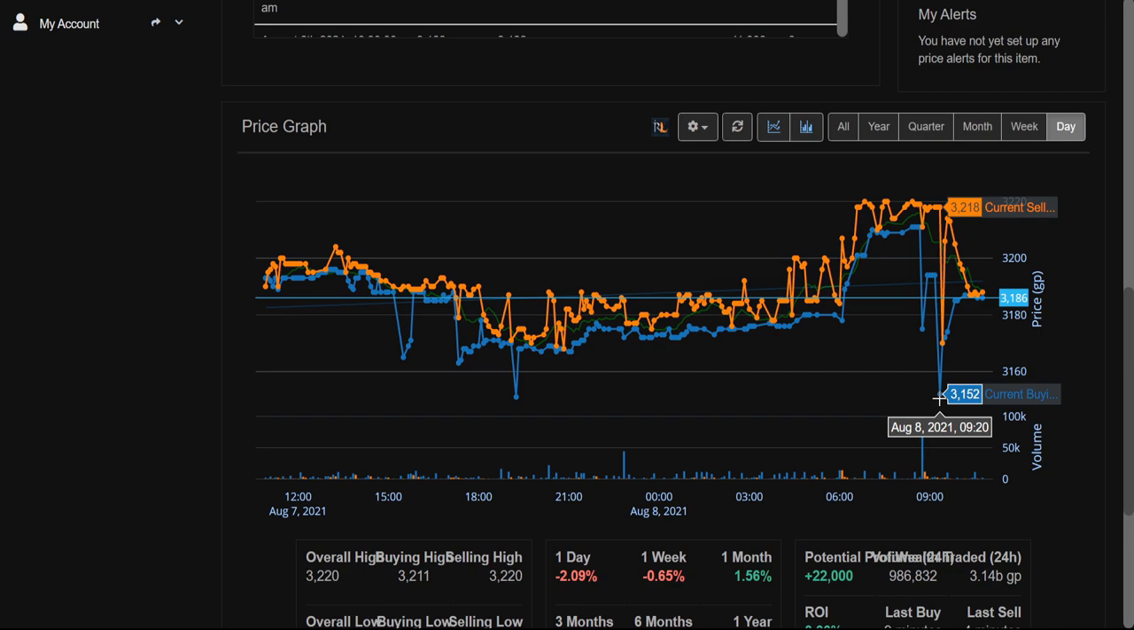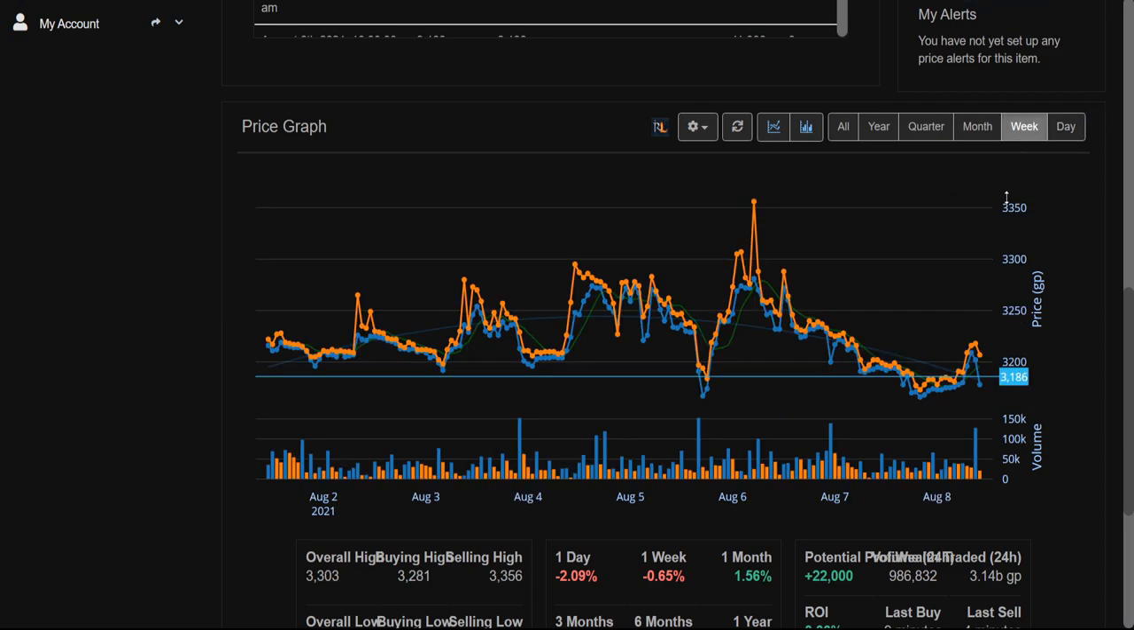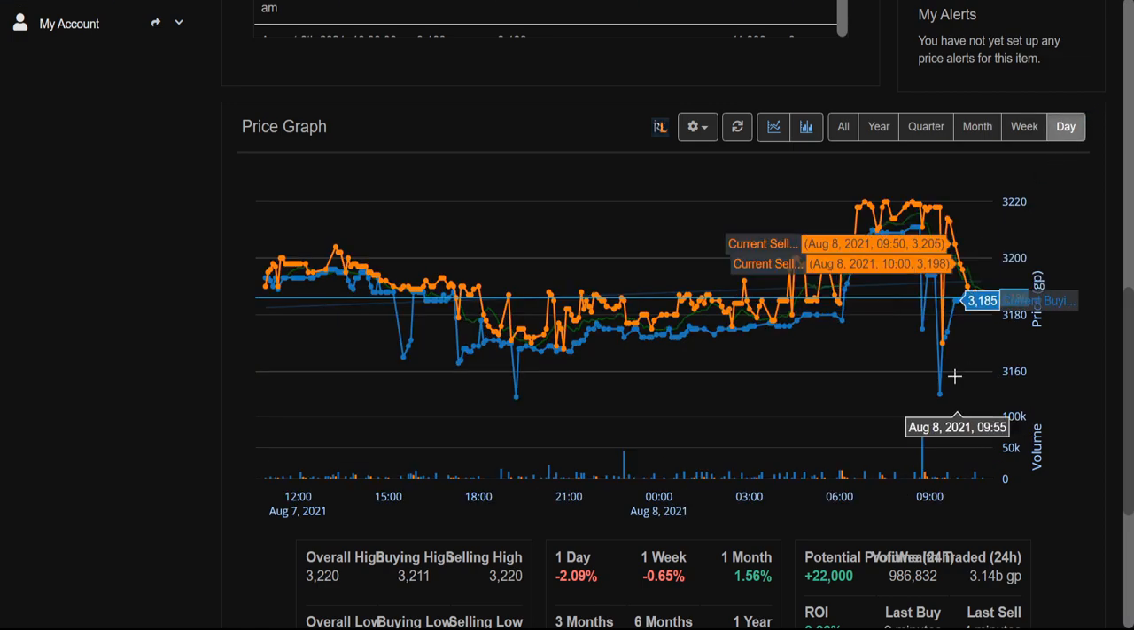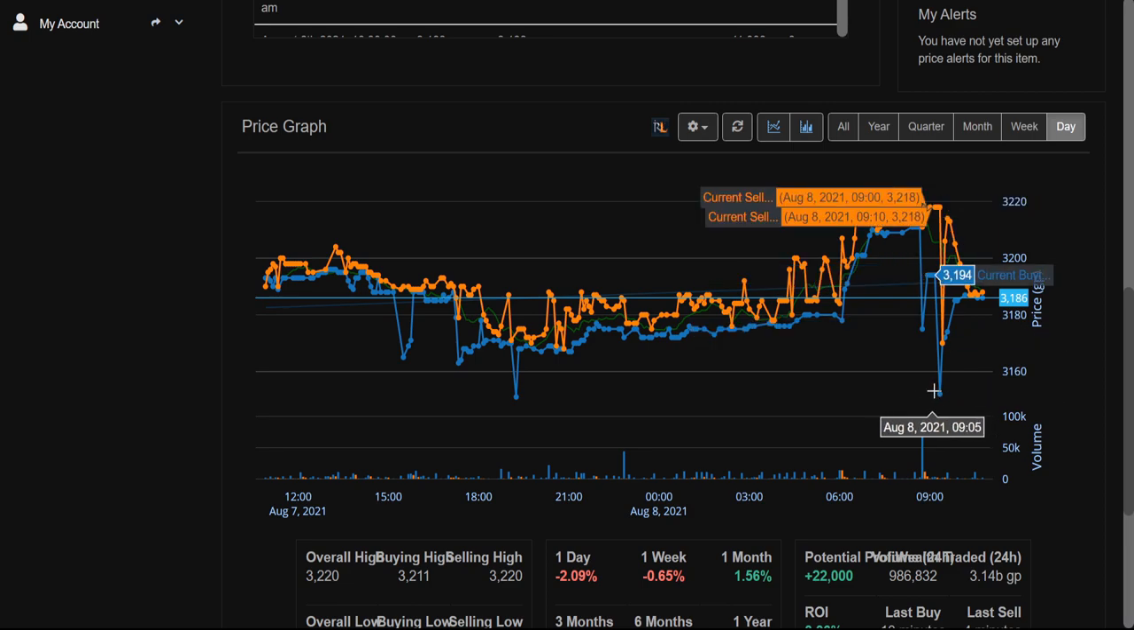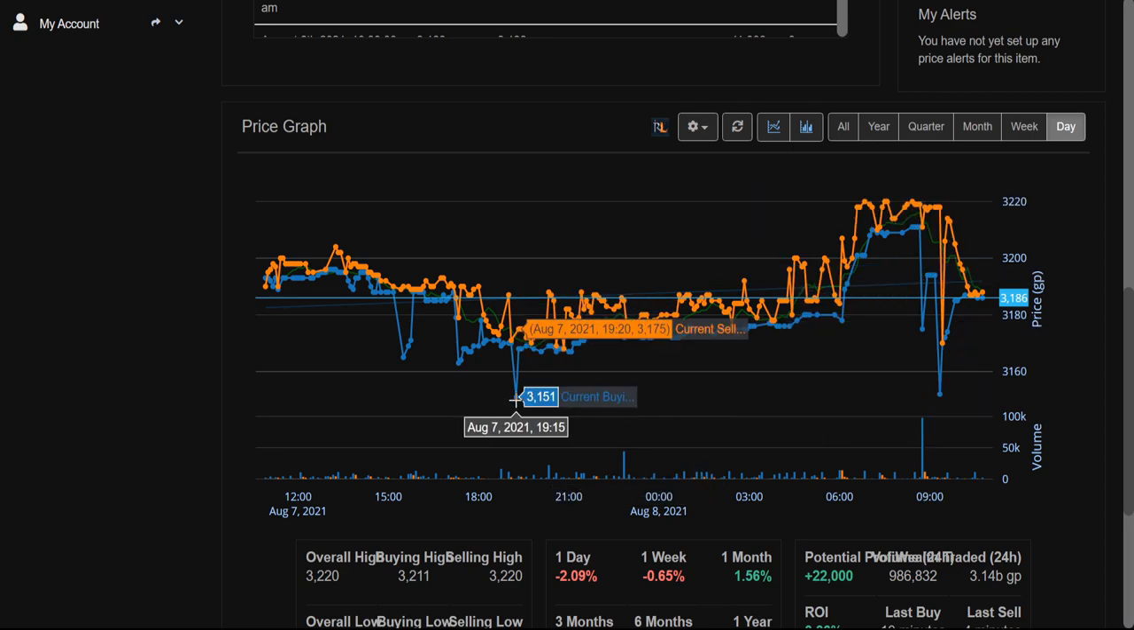I'm going to list a little bit lower, 3,140, I think, because I do expect it to come further down over the next day or so, just considering the weekly graph here. So I think this is a good flip for us. I'm feeling very confident about this one, just because of these big outliers. That's going to make a lot of potential to make some money.